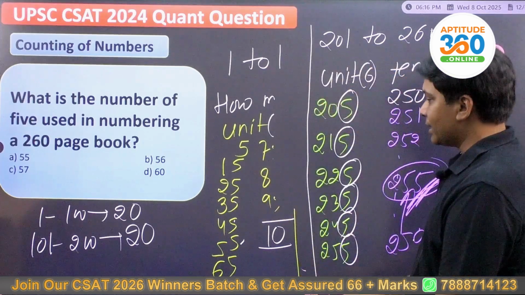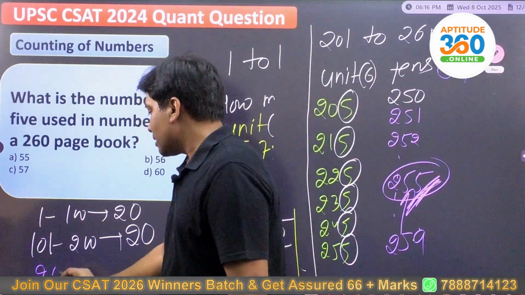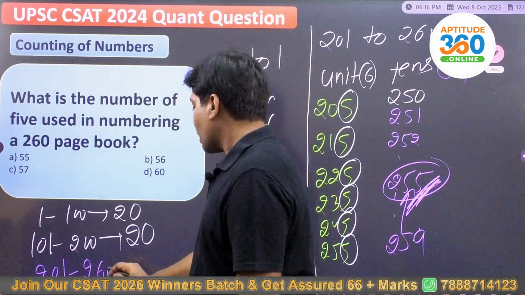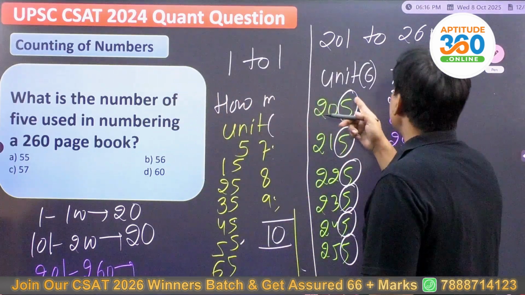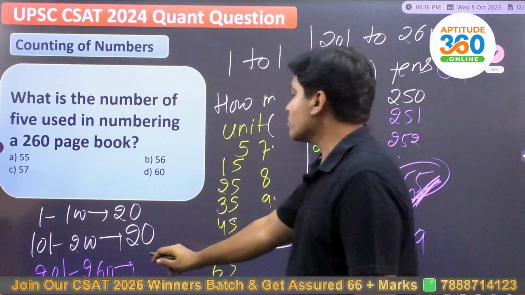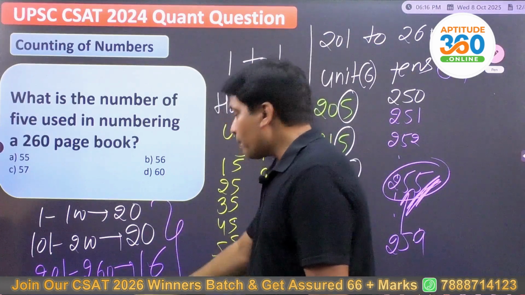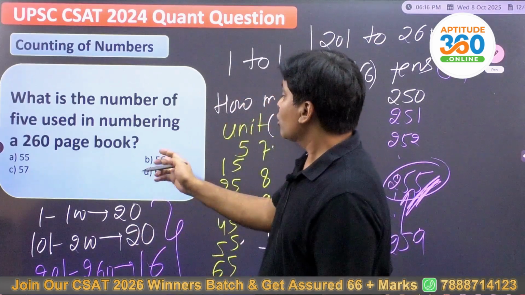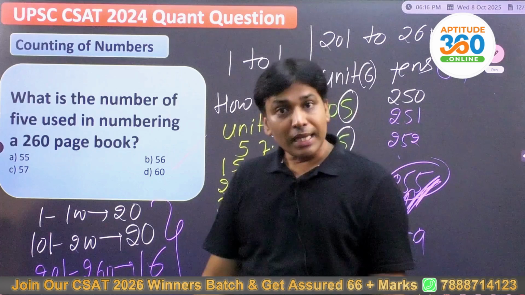So now have a look at it. 201 to 260. How many times are you writing 5? 6 times at unit places, 10 times over here, so 16. Add them up: 20 + 20 + 16. What is going to be your option? Your option is going to be nothing but option number B. That is your answer.